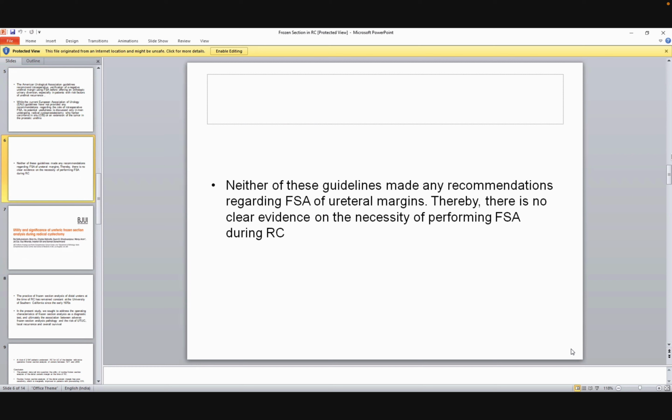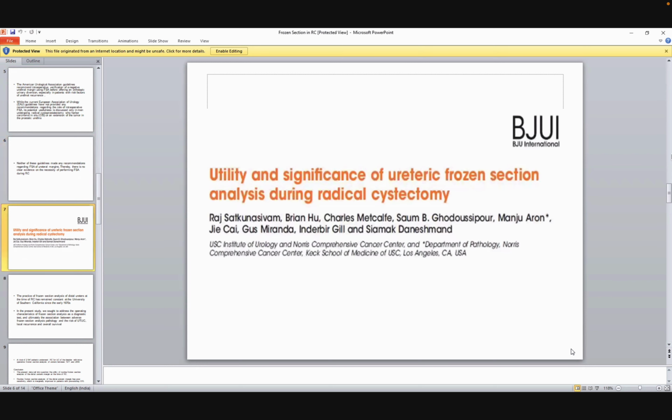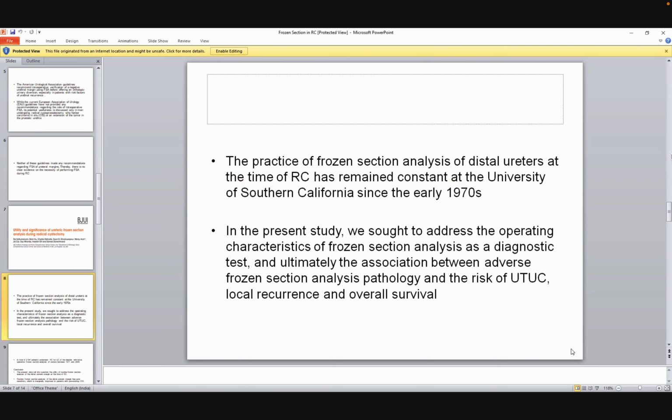Anyway, neither of these guidelines made any recommendations regarding frozen section analysis of ureteral margins. Thereby, there is no clear evidence on the necessity of performing frozen section analysis during radical cystectomy. I quoted a few studies. Utility and significance of ureteric frozen section analysis during radical cystectomy, which was published in the BJUI.